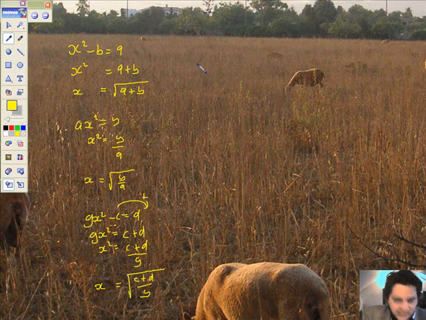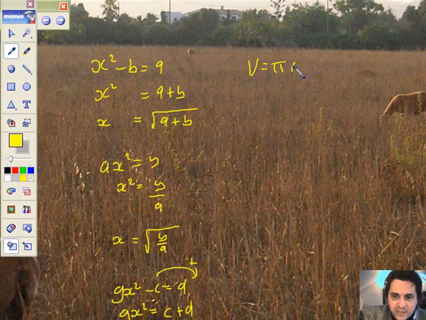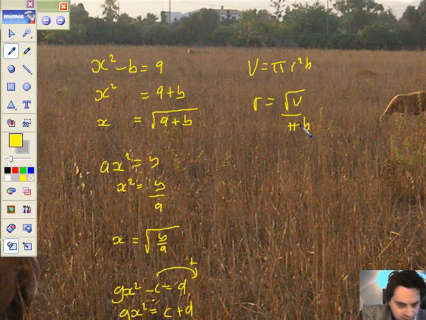Question 9. Anne is using the formula V equals pi r squared h to find r. You may recall that is the formula for the volume of a cylinder. She rearranges it and gets this: r equals root V all over pi h. And is she correct? Well, I don't know. Let me try it out myself and then give a reason.